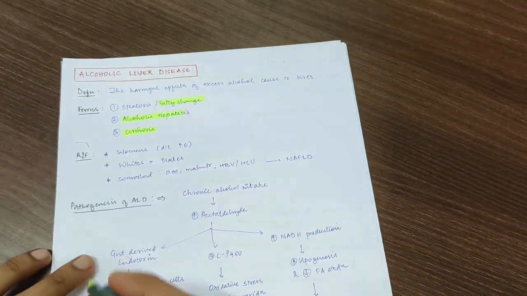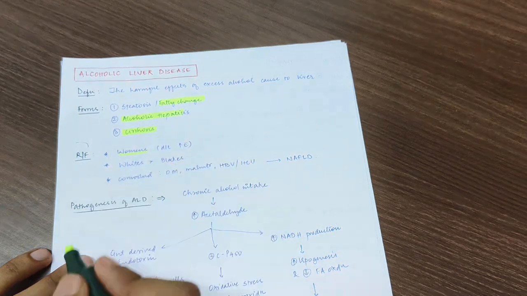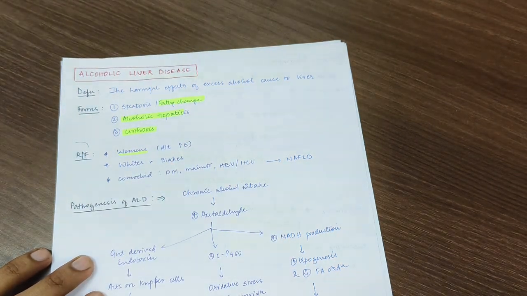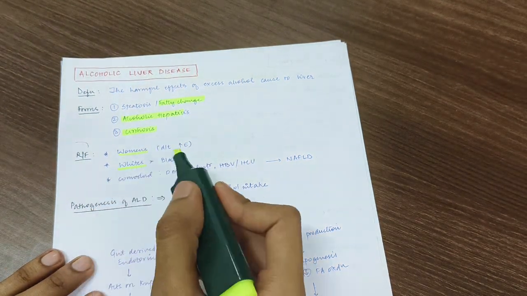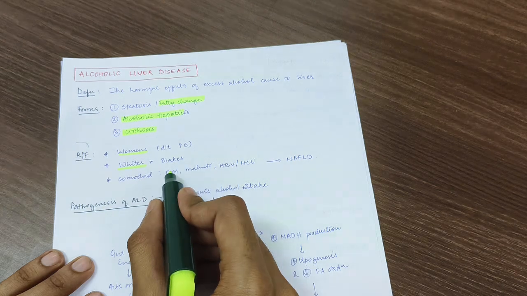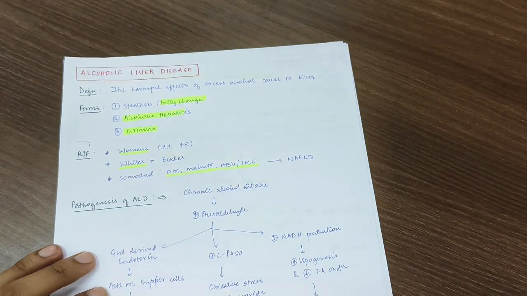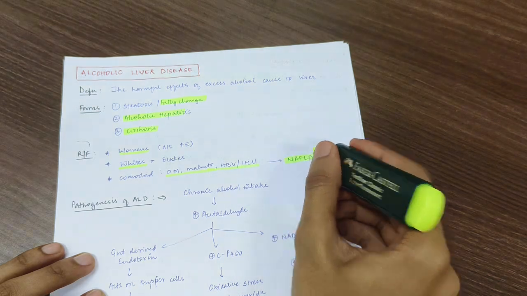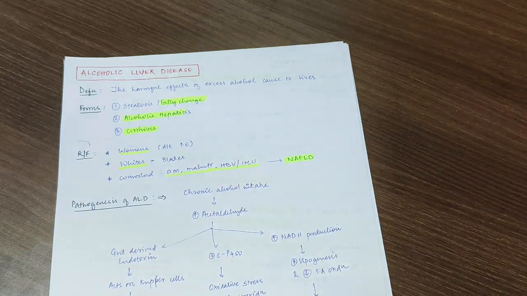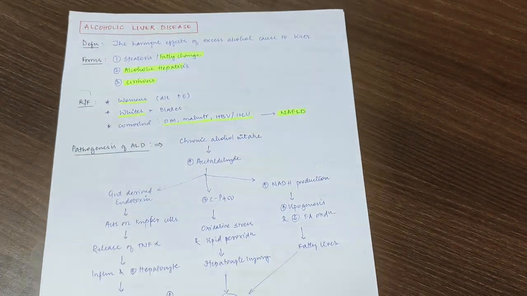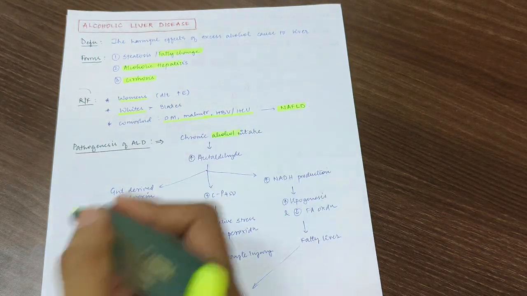Risk factors: women. Usually women, because of increased estrogen, have a higher risk. Then whites, then comorbid conditions such as diabetes, malnutrition, hepatitis B infection, hepatitis C infection, all of which contribute to non-alcoholic fatty liver disease. Pathogenesis: what happens if you take alcohol repeatedly?